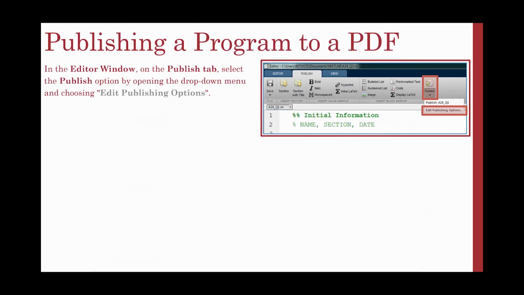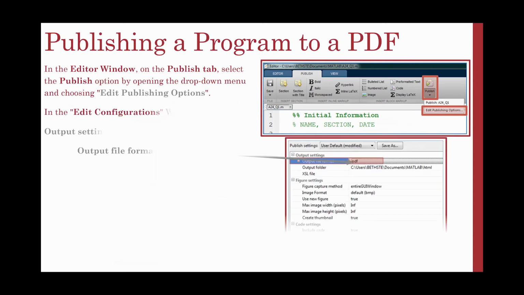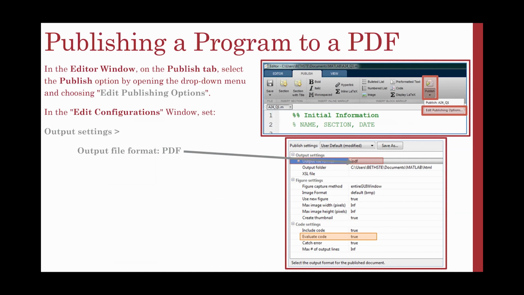And then if you were to ever need to publish one of your programs, you can actually publish your program to a PDF. If you are in the editor window, you can go to the Publish tab and select the Publish option by opening the drop-down menu and choosing Edit Publishing Options. You can publish as an HTML, PDF. You can change your output to PDF.